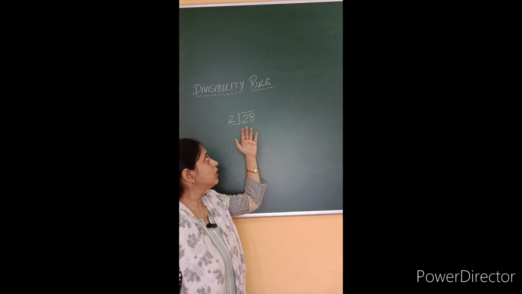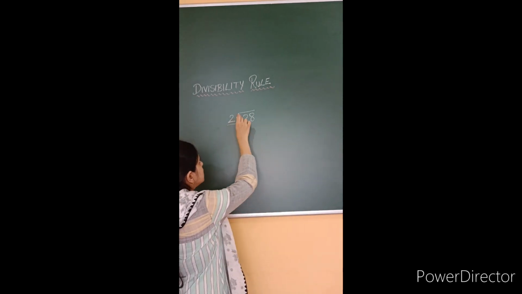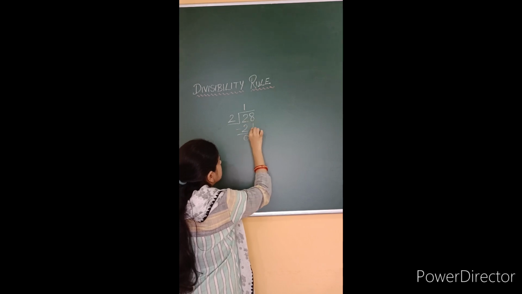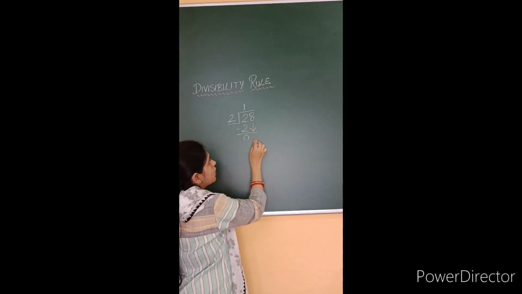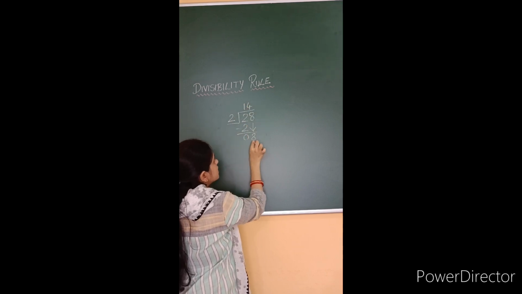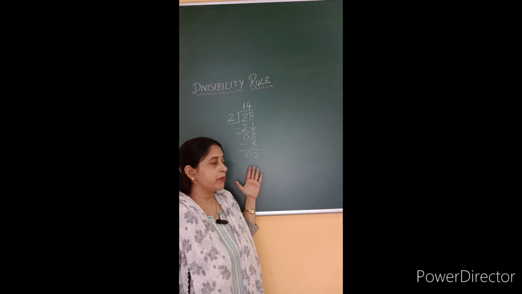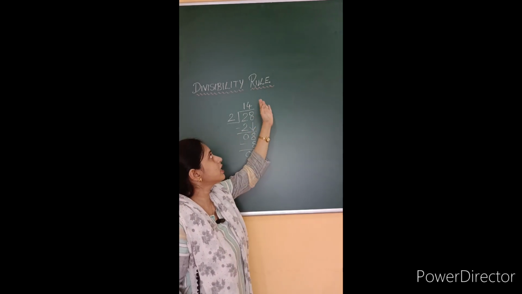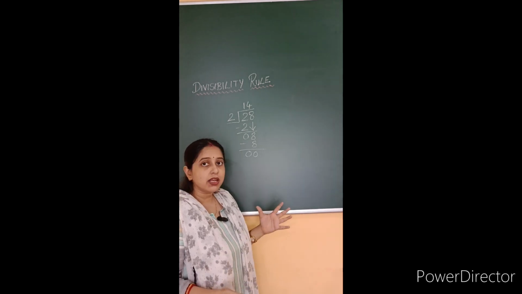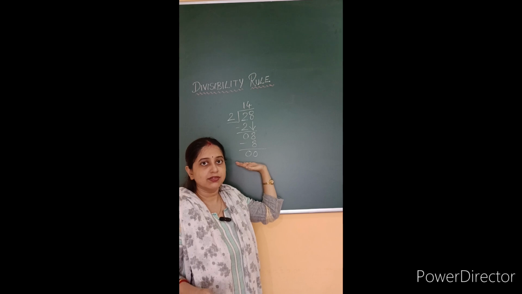Now here is a number, 28 divided by 2. Let's divide it. 2 ones are 2, subtract, 0. Now 8 comes down. 2 fours are 8. So here we got the remainder 0 and the answer is 14. So division means if we divide a number, we should get 0 as a remainder.